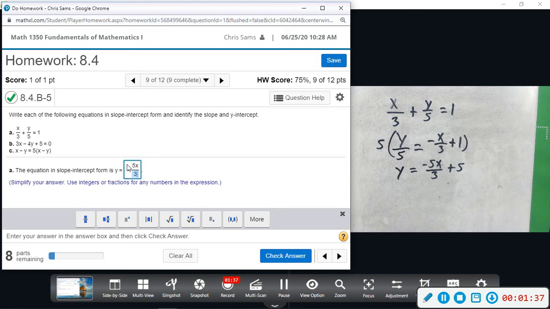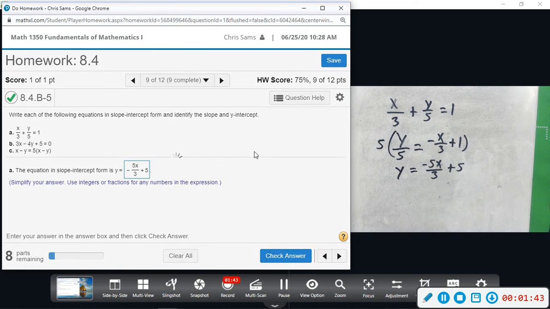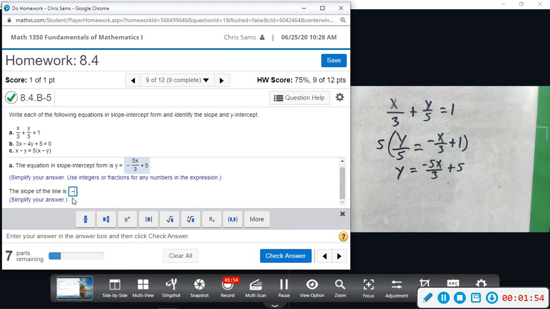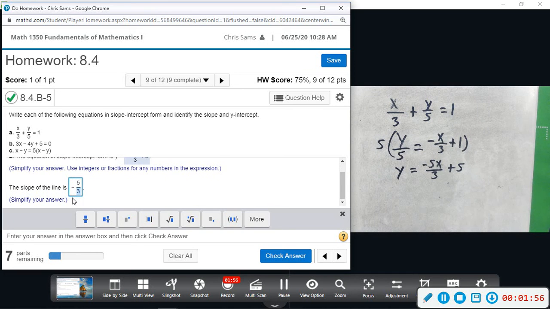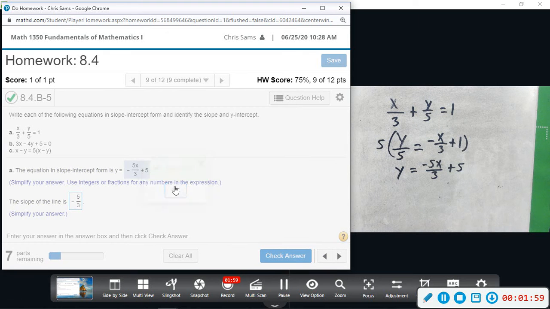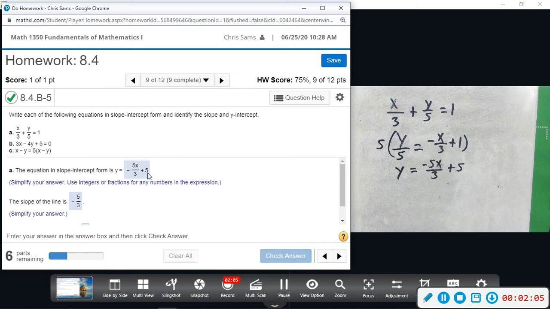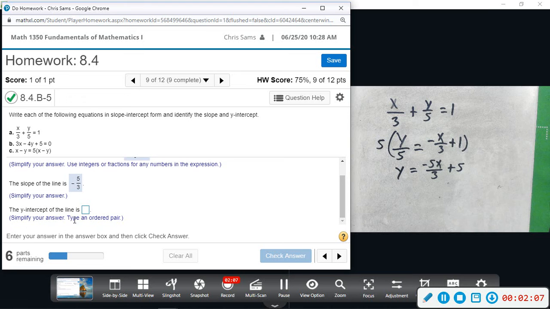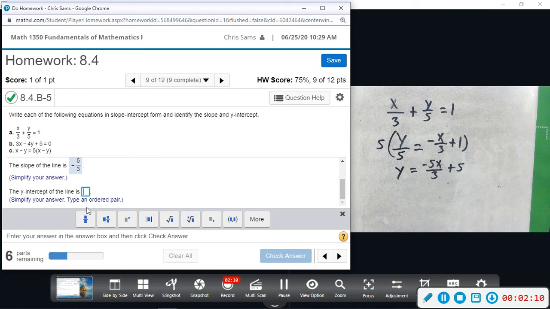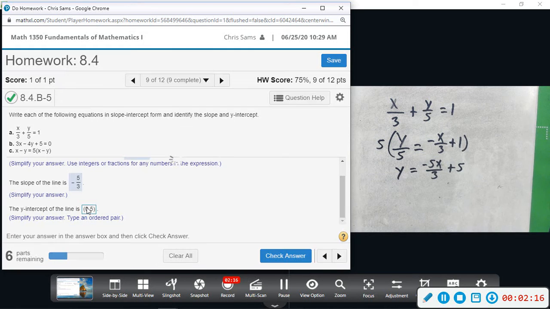x plus 5. So that negative sign is there. Okay, so it says the slope of the line, that's just the part that's in front of the x. So the negative 5 divided by 3, the part attached to the x, negative 5 over 3. And then the y-intercept is the constant term, which is 5, but we want to write it as an ordered pair. So remember, the x is 0 when you're doing the y-intercept. So 0, 5.